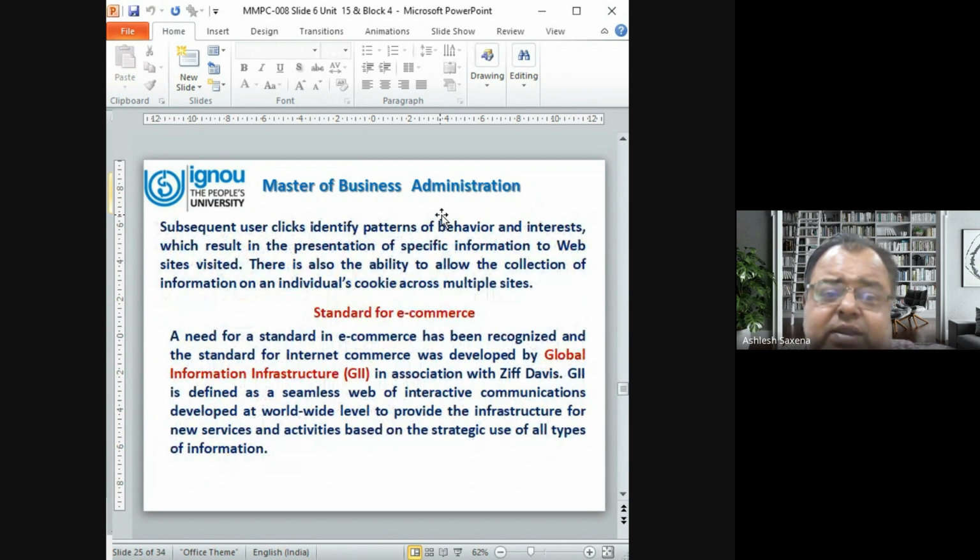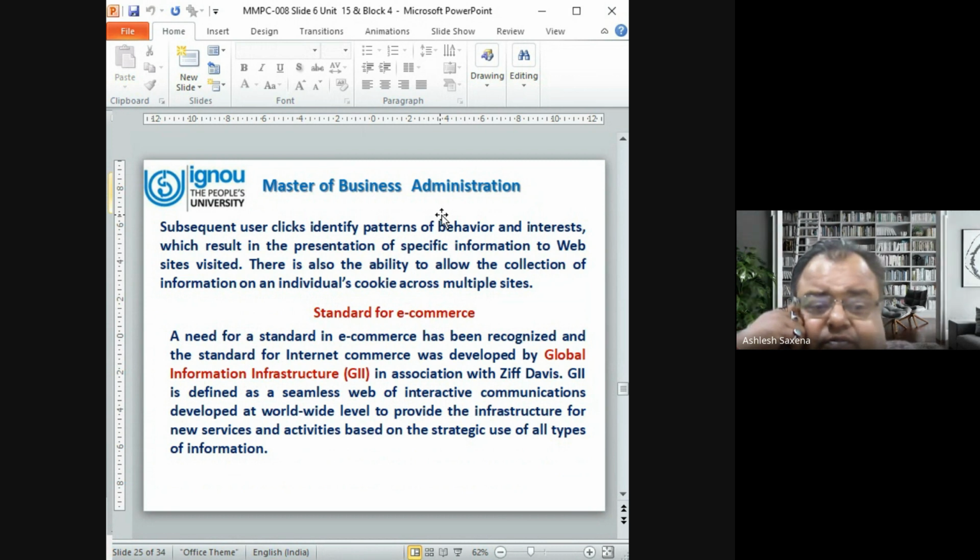Subsequent user clicks identify patterns of behaviors and interest, which result in the presentation of specific information to website visitors. There is always the ability to allow the collection of information or an individual's cookies across multiple sites. What are the standards for e-commerce?